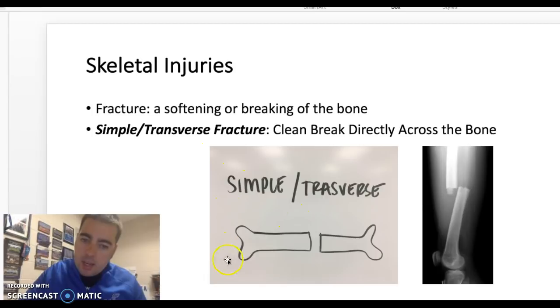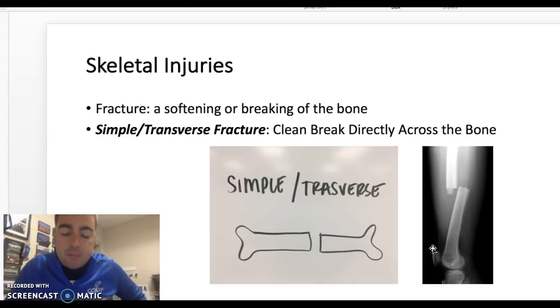Now this is my world famous artwork right here. Here's a bone that just cleanly breaks. It's a clean break, and then here's the x-ray of it, and you can see right here the bone was broken cleanly across it, and it actually is going to heal pretty well. If you're going to have a fracture, from what I understand, this is the one that you want to have because the bone can line itself back up in the cast and go from there. So it should heal pretty quickly for the most part. So that is a simple or transverse fracture.